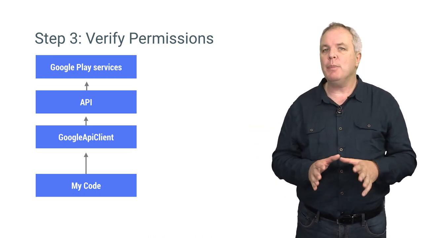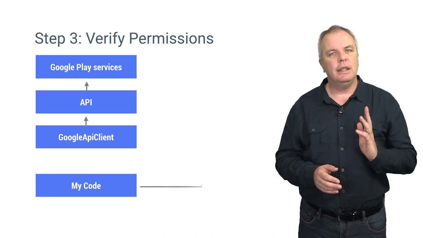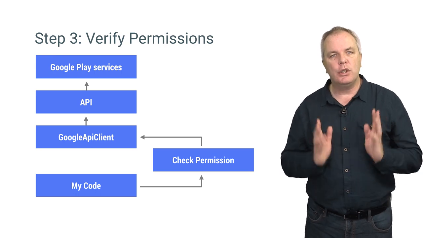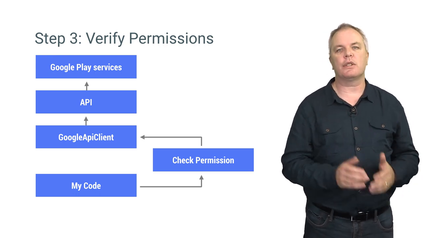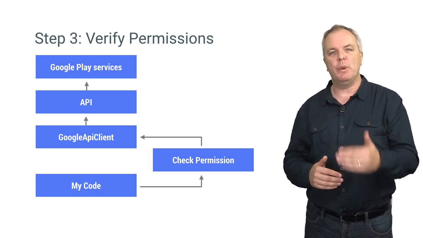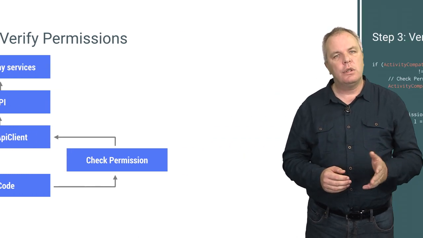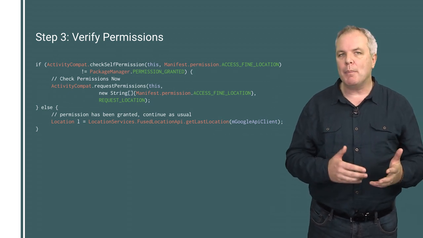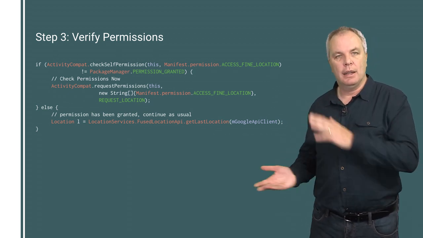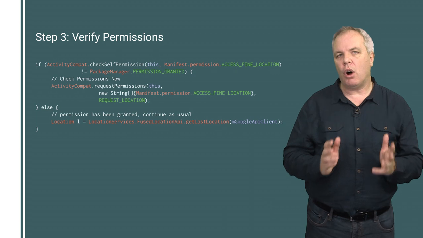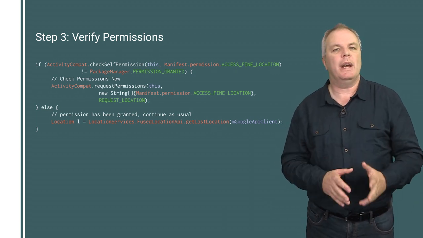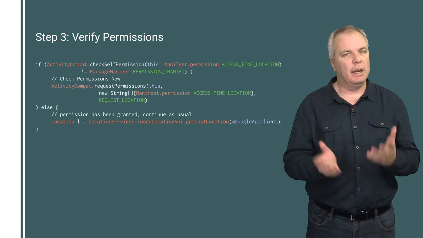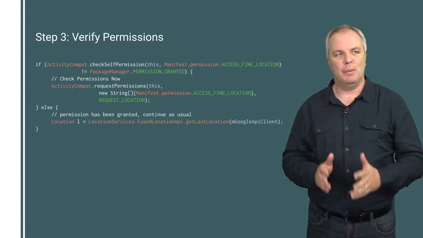Before calling any of the APIs that require permissions, you need to check that you have those permissions every single time, because users may have changed the privileges granted to your app, and you may need to re-request the permissions again. You do this by calling the check self-permission method on the activity compat, fragment or context compat. You can see it here. If this call returns false, then the requested permission is no longer available. It might have been previously, but it isn't now, so don't call the API.